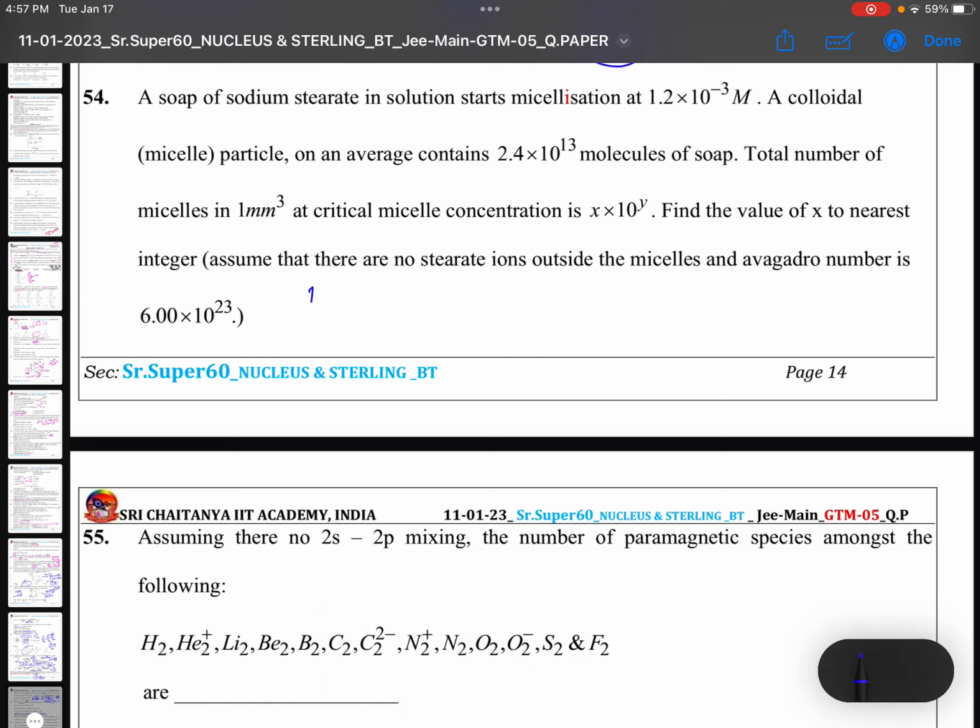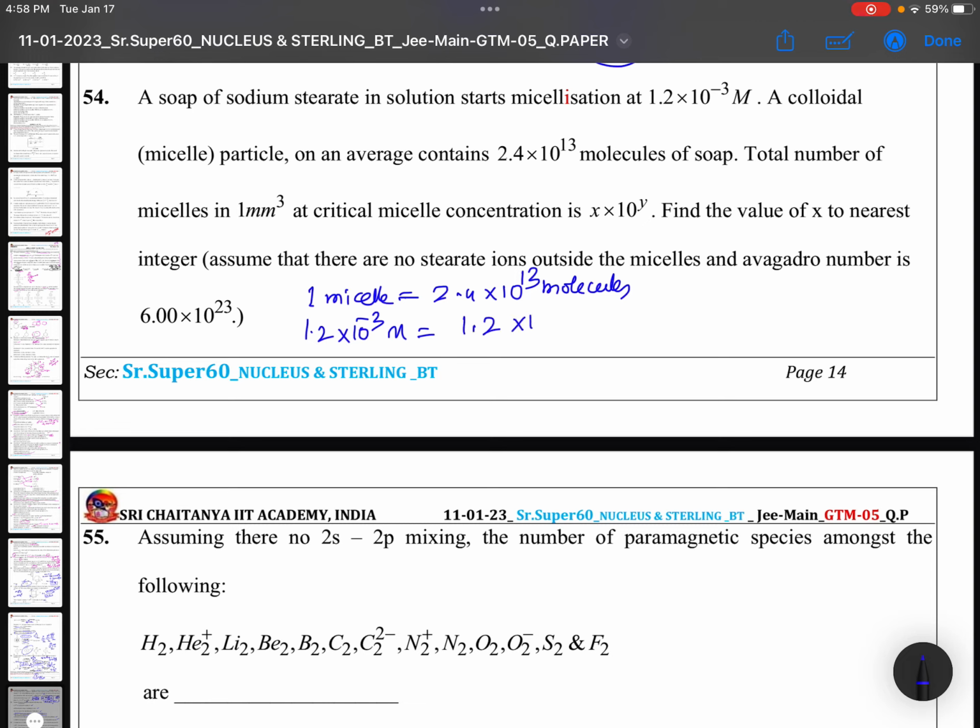Okay, now 1 micelle is equal to, given here, 2.4 into 10 to the power of 13 molecules, given condition. So 1.2 into 10 to the power of minus 3 molarity, if you calculate, it will come 1.2 into 10 to the power of minus 9 moles. So how many molecules will be there? If you check the molecules, it will come 30.